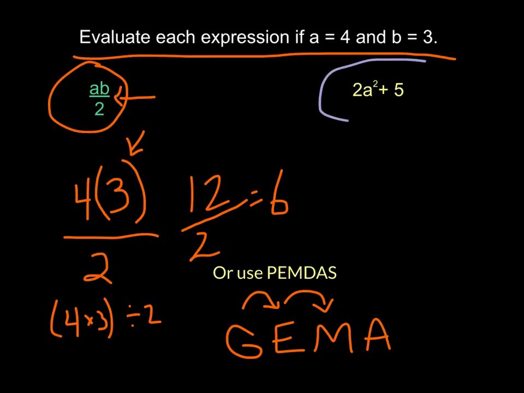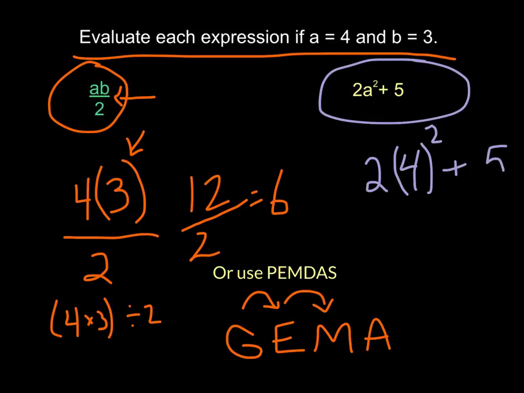In this next one here, I see 2a squared plus 5. And I want to evaluate that, or I want to solve it. So first things first, I'm going to put my puzzle pieces in. So I have 2 and a equals 4. So I'm going to do this. And I know that's squared. I'm going to times that. Okay, plus 5. So what I've done here is I've figured out what my variables should be. I've placed those in. So again, I go back to my order of operations here.